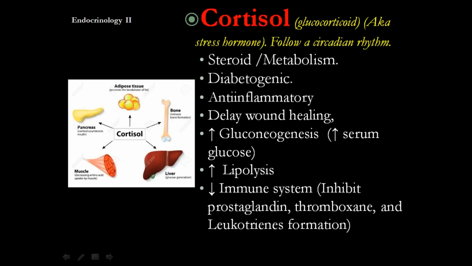All right, so cortisol, what it's doing here is a glucocorticoid. Why? Because glucocorticoid: glucose, corticoid, cortex of the adrenal gland. It's called the stress hormone, and it has a circadian rhythm. The circadian rhythm of cortisol is highest in the morning, and it is going to decrease at night. It is diabetogenic. Why? Because it is going to increase the serum glucose in blood, through gluconeogenesis.